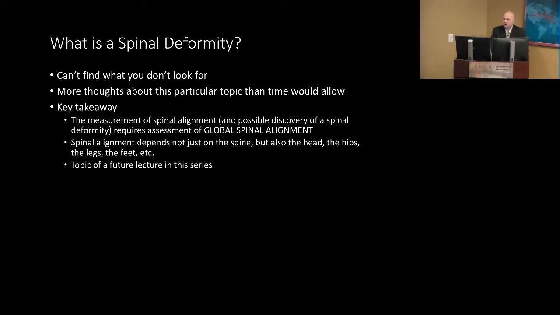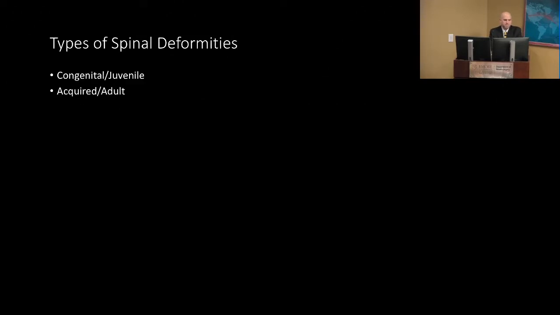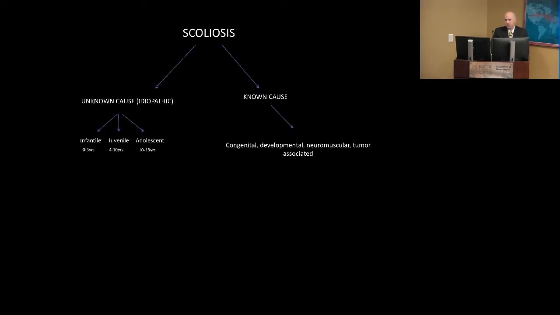And so, because we're always thinking about this in terms of global alignment, it does not depend just on the radiographs of the spine, but also includes the head, the hips, the legs, the feet. And there's quite a bit of research going into the effects of hip arthroplasty on changes in lumbar lordosis and outcomes in spinal deformity and things like that. I think that would be a good, interesting topic for a future lecture since we don't really consider any of those things. So let's run through the types of spinal deformity since this is more of an introductory talk.